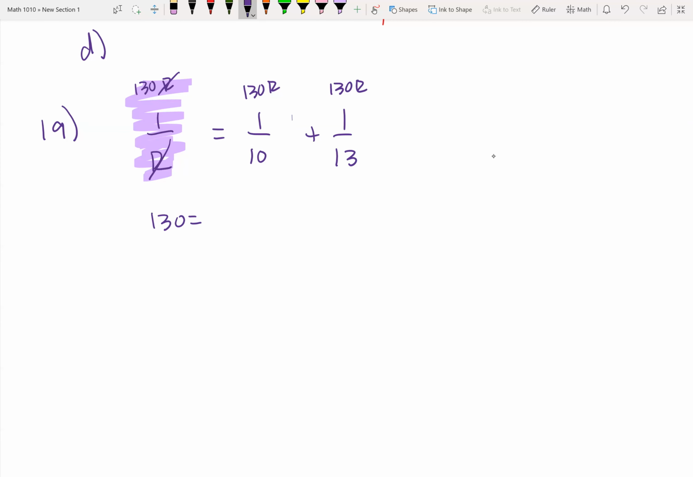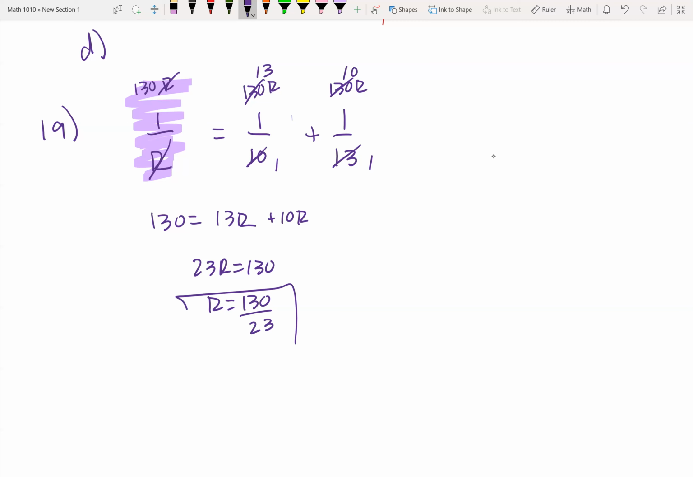This guy right here, 10 goes into 10 once, into 130 13 times. 1 times 13r is 13r. This guy right here, 13 goes into 13 once, into 130 10 times. 1 times 10r is 10r. So now I have 23r equals 130. Divide, and I get 130 divided by 23. 23 is prime, so it's not going to reduce. That's it. Okay, number 20.